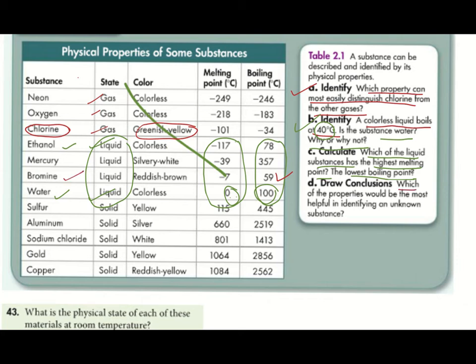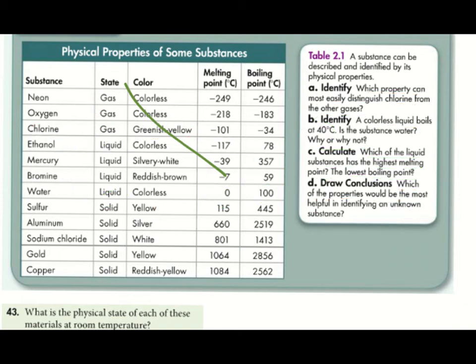Which of the properties would be the most helpful in identifying an unknown substance? To identify an unknown substance, you need to look at the melting point or the boiling point of the substance. But looking at the color is not useful at all, because you can see that many gases have the same color. It's the same thing you can see with liquids or solids.